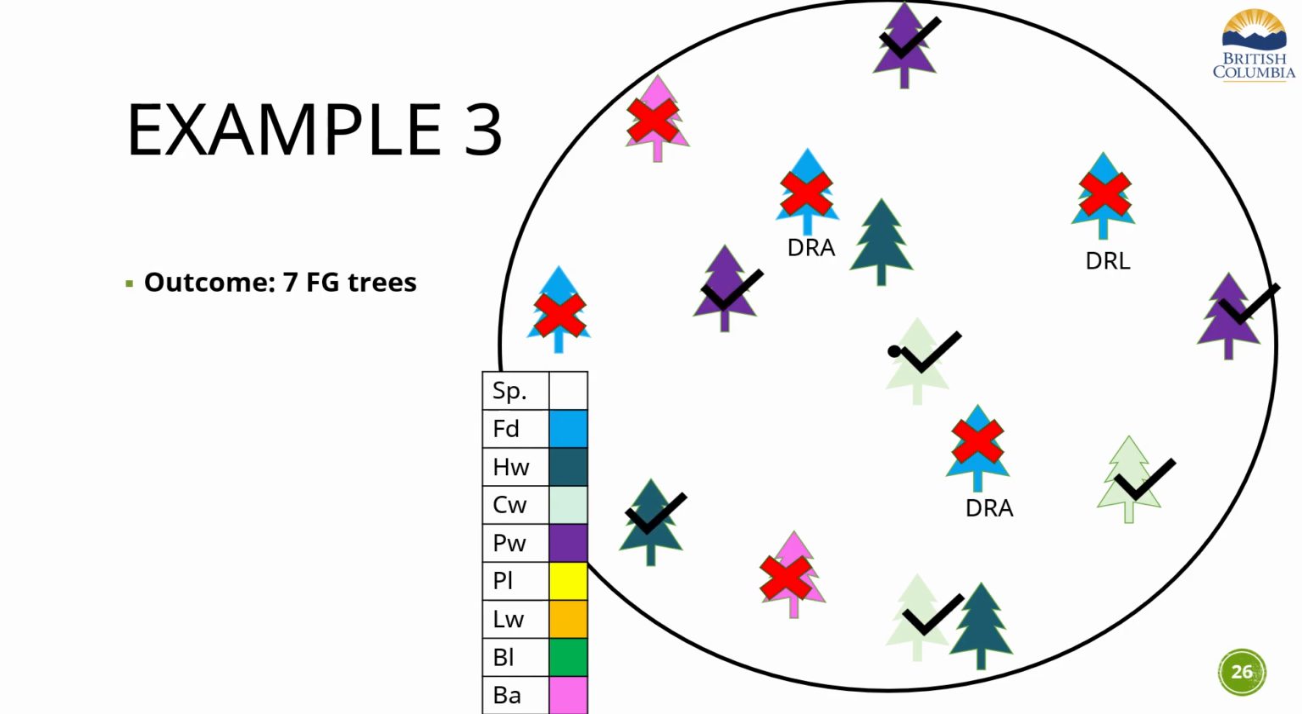But since we recognized the root disease before harvest and planted less susceptible species, that's okay. We can still tally 7 free growing trees because we have cedar, pine, and hemlock present, and they are not highly susceptible to armillaria or laminated root disease.